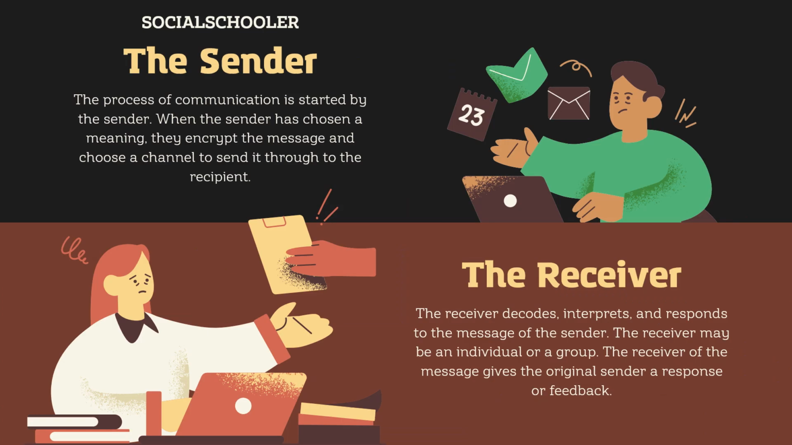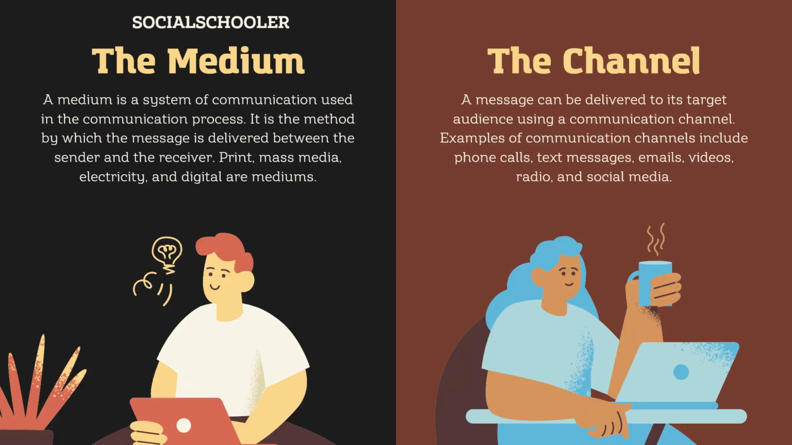The sender. The process of communication is started by the sender. When the sender has chosen a meaning, they encrypt the message and choose a channel to send it through to the recipient. The receiver. The receiver decodes, interprets, and responds to the message of the sender. The receiver may be an individual or a group. The receiver of the message gives the original sender a response or feedback.